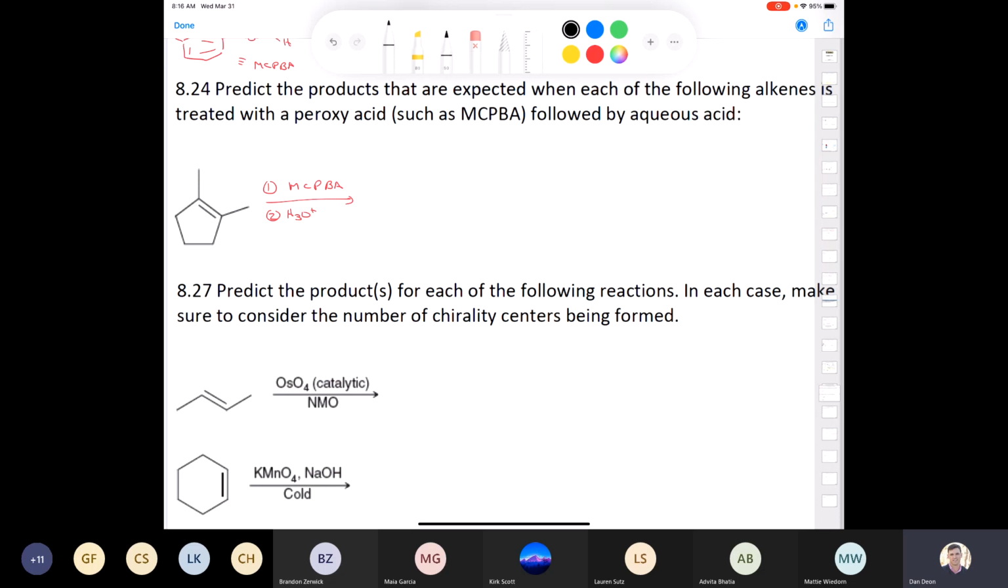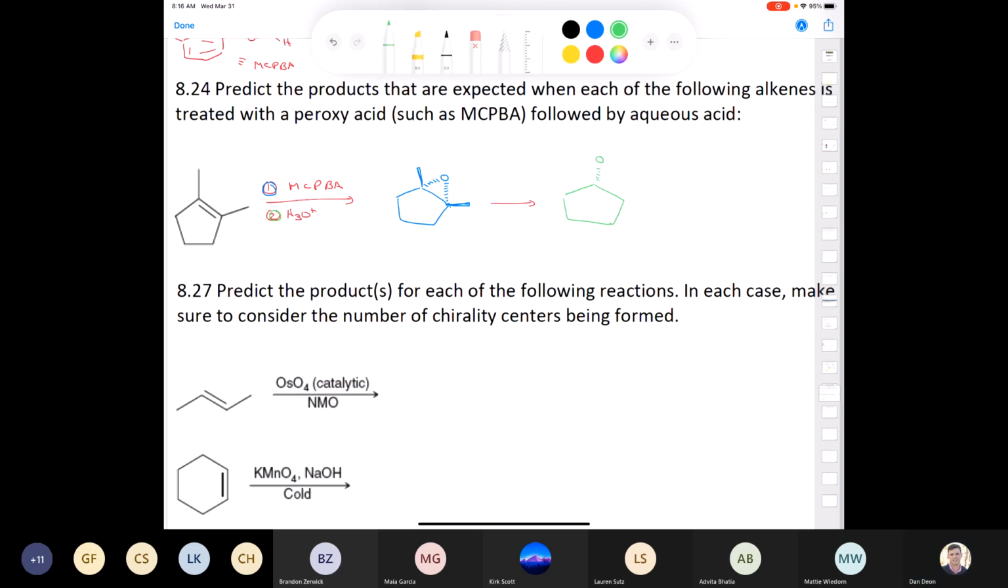Right, because after the first step, after you treat this molecule with MCPBA, you make an epoxide or an oxirane. So let's say you have the epoxide that looks like this, right? That's pointing down like this. Well, in the second step, this is after step 1, after step 2, you pop that open and you end up with a trans diol.